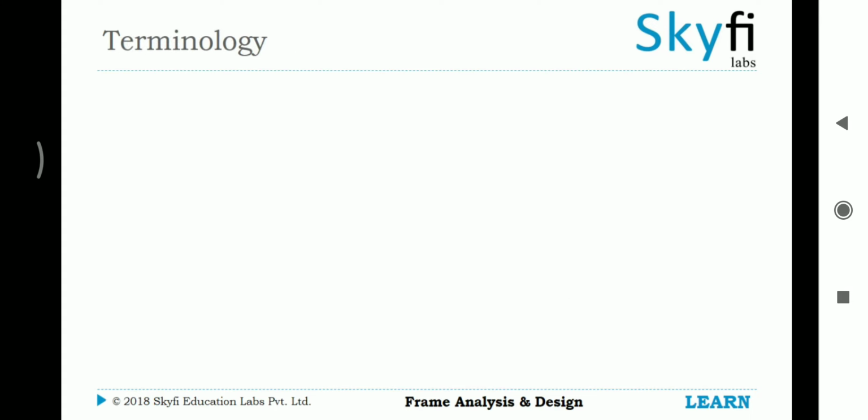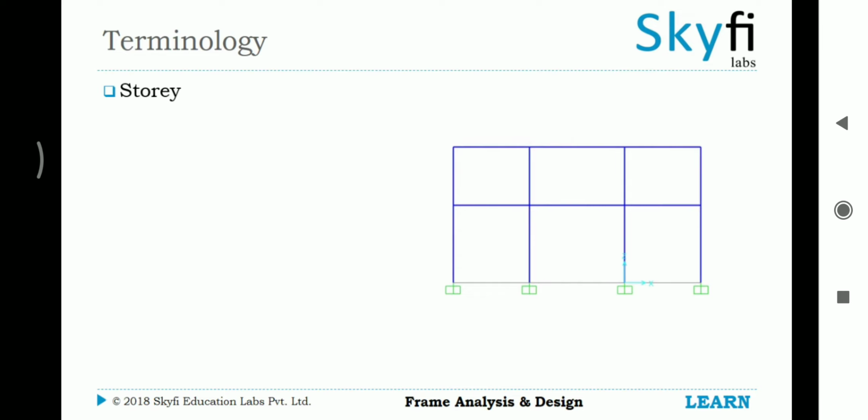Let's take a look at some of the basic frame terminologies, which you need to be adept with, to perform frame analysis and design in the software. A story is the part of the frame on the same horizontal level, which includes the beams and columns, resting on one particular floor. The displayed frame has two stories, as shown.